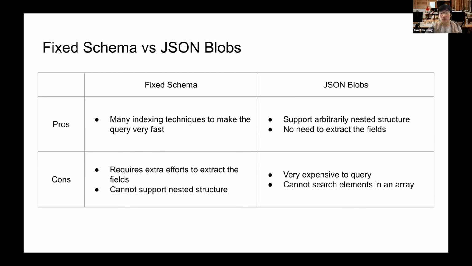And then for the JSON blobs, it doesn't have any of the cons of the fixed schema. But the main problem is it's very expensive to query. Because we actually store the JSON string, for any filtering query we need to first build a JSON object from the string, then extract a specific field from the JSON object, then compare that with the actual values we want to look up. So for any filtering, you need to scan the records one by one. There's no index built on top of it.